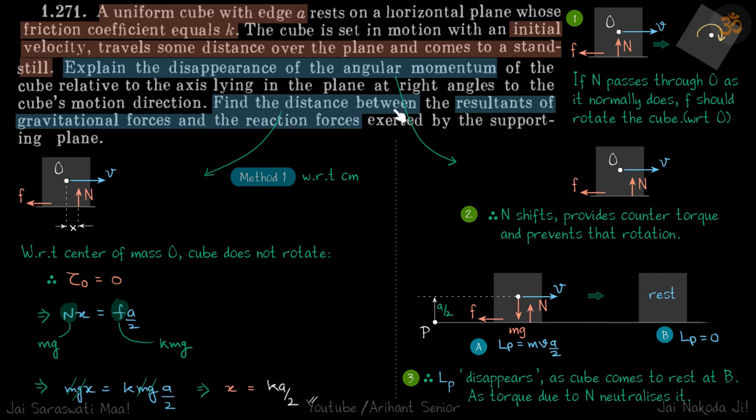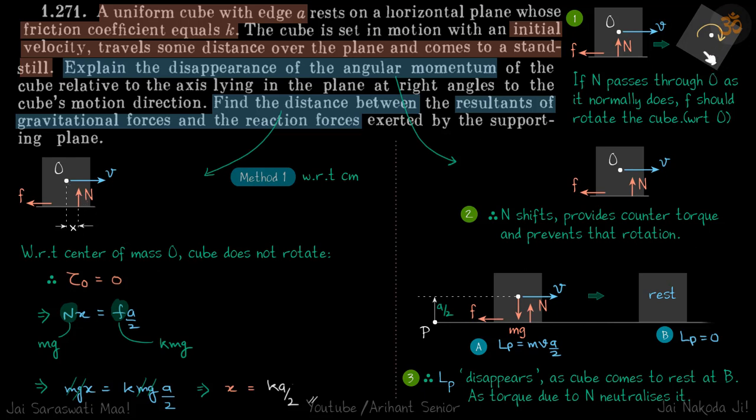Now we need to find the distance between the mg and N, between the resultant of gravitational forces and the reaction forces. So we are going to do this quickly with 3 different methods. And it's not that one method is better than the other. It's just that you will get some conceptual clarity when you see all 3 methods. So with respect to the center of mass, we can do that.